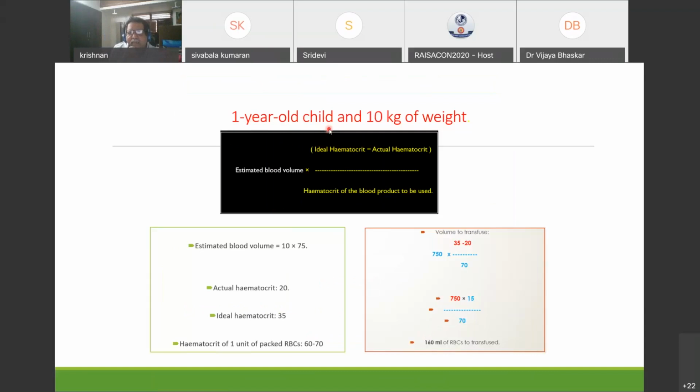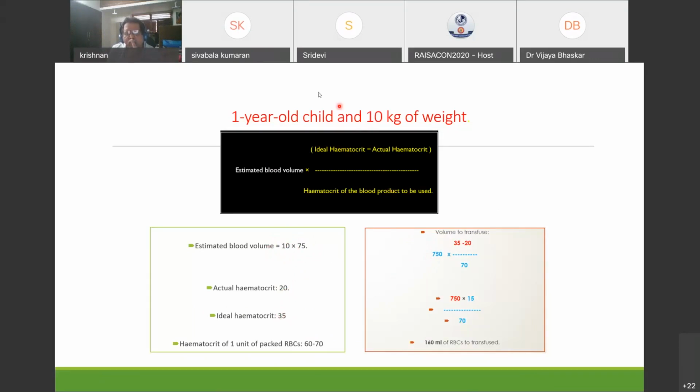A 1 year child weighing 10 kg. I've been asked to calculate the estimated blood volume. For a 1 year child, the estimated blood volume is 10 into 75 ml, so my estimated blood volume is 750 ml. The actual hematocrit of the patient is 20. Ideally, for that particular age group, I want 35.